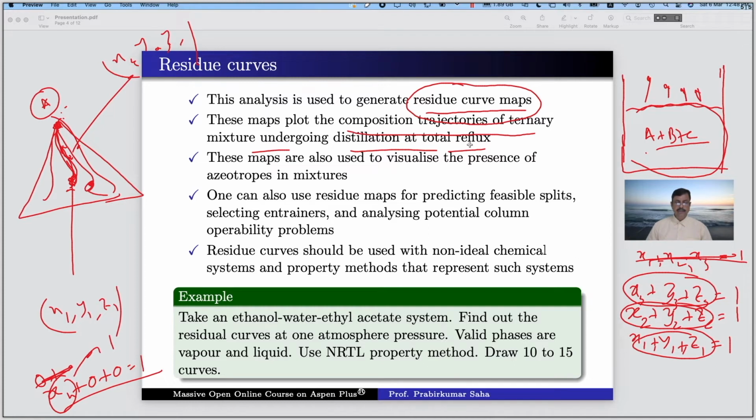And these maps are also used to visualize the presence of azeotrope in the mixture. Okay. Now we will take the example of the ethanol, water, ethyl acetate system and find out its residual curve at 1 atmosphere pressure. We have varied phases, vapor and liquid. Here everything is water soluble, both ethanol and ethyl acetate. All of them are soluble in each other, so we have only one liquid phase. So one vapor and one liquid phase. We will use the NRTL property method and we will draw 10 to 15 curves.